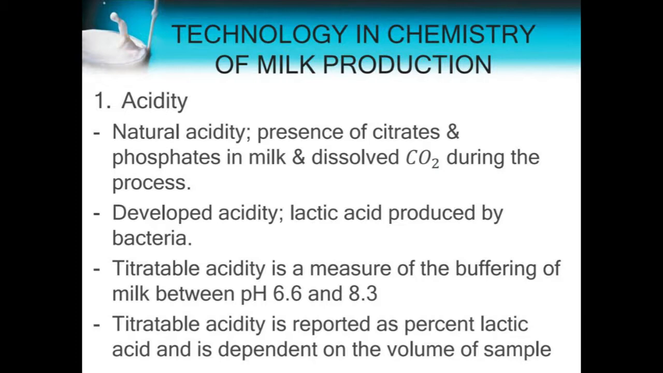This acidity is determined by titrating a known volume of milk with standard alkali to the point of an indicator like phenolphthalein. Titratable acidity is a measure of the buffering of milk between pH 6.6 and 8.3. Titratable acidity is reported as percent lactic acid and is dependent on the volume of sample. The acceptable limit of acidity is less than 0.18%.